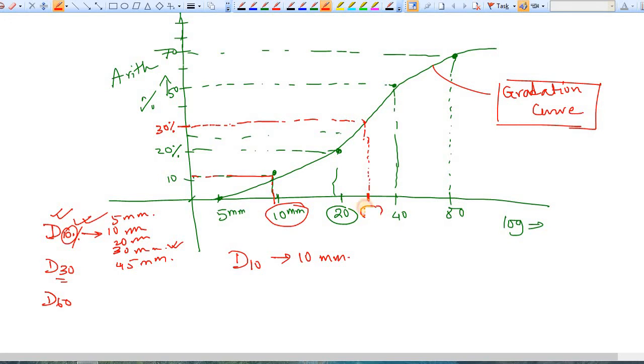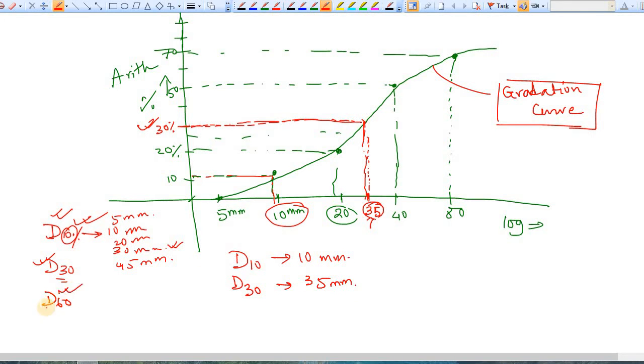Sorry, 30 is the percentage of passing. So here is 30. Come here to the gradation curve, and corresponding to this 30% passing, you are getting a size. Let's say this is your 20/40, let's say it is 30. Or this is log scale, so let's say this is 35 mm. So you are getting D30 as 35 mm.